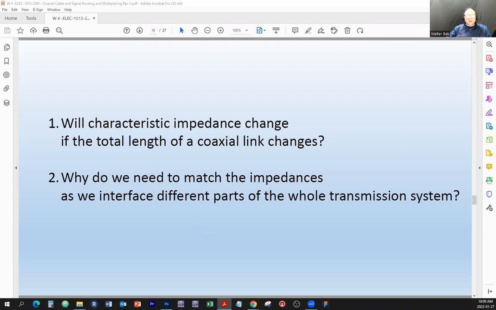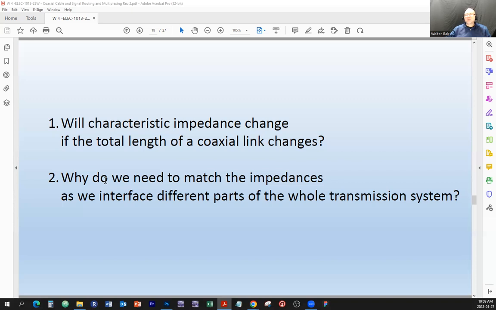Maximize the power transfer. There we go. Thank you, Marty, again. All right. So the answer is to accomplish the maximum power transfer. And not only that, because if you mismatch the impedances, in some cases, you can actually damage the equipment.